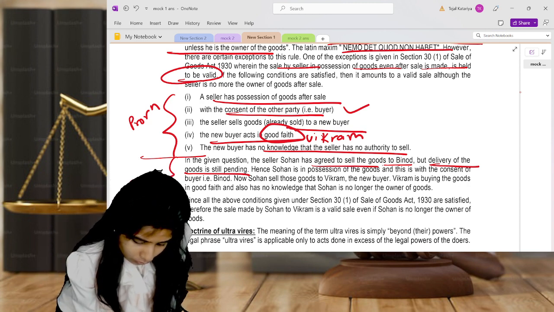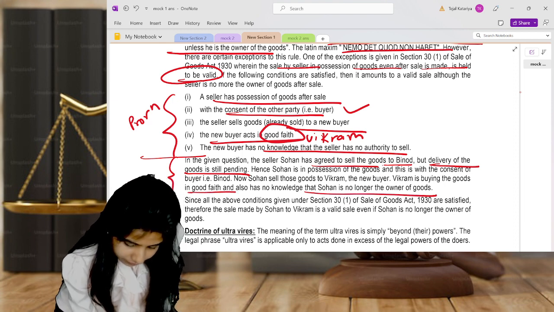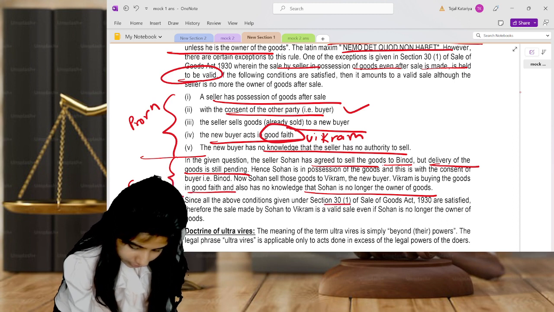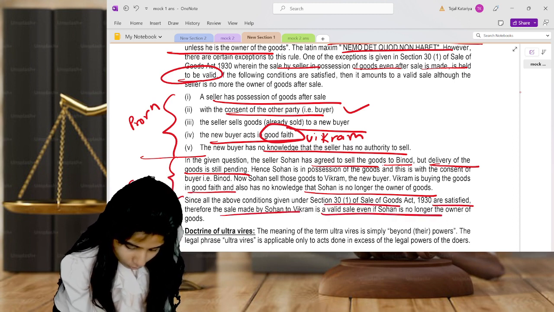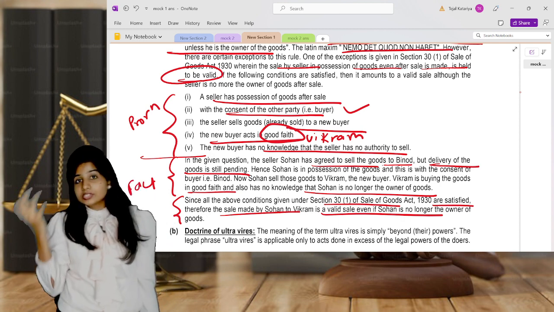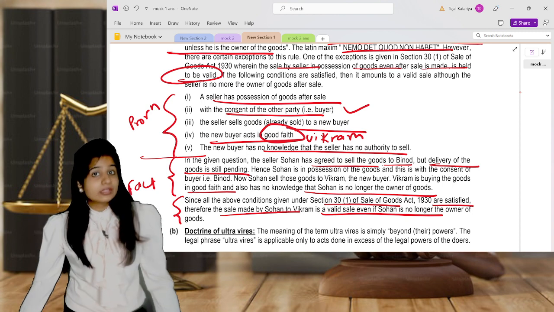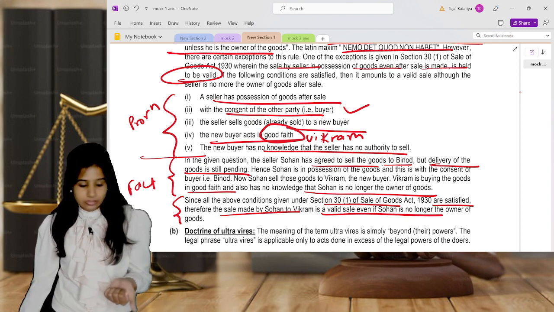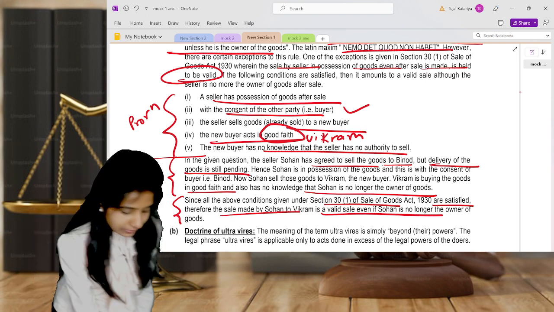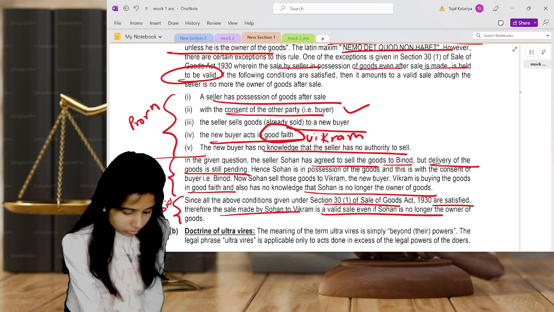Now Sohan sells the goods to Vikram, and Vikram is buying this in good faith without having any knowledge of the previous sale. Now since all the conditions of section 30 have been satisfied, the sale between Sohan and Vikram is a valid sale, because the third party, Vikram, has bought the goods in good faith without having any knowledge of the previous sale. So that's why this sale will be considered a valid sale. This is your conclusion part. I hope you understand.